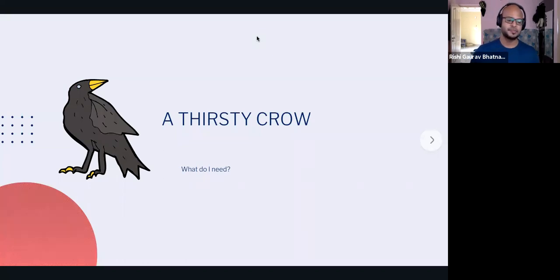Now the crow finds a pitcher of water. So there is some water, but the beak is not reaching. So there's a problem there. Oh, how do I reach the water? What does the crow do? The crow starts taking little pieces of small pebbles, starts putting them in the water, and slowly the water rises.